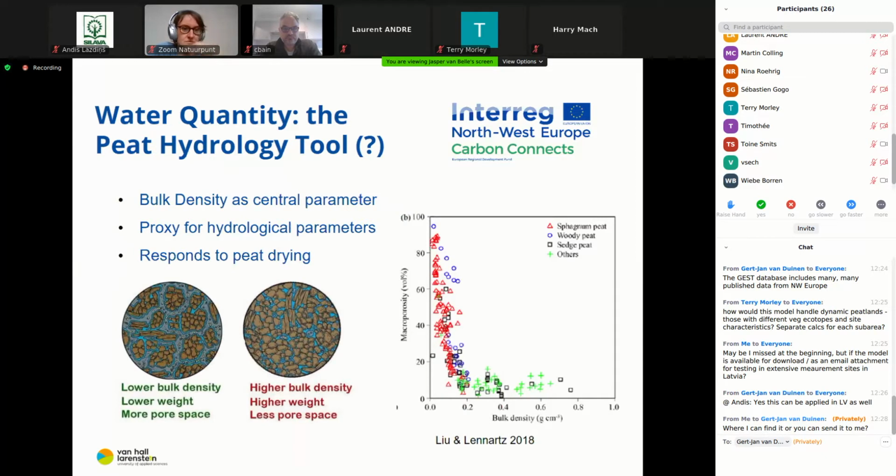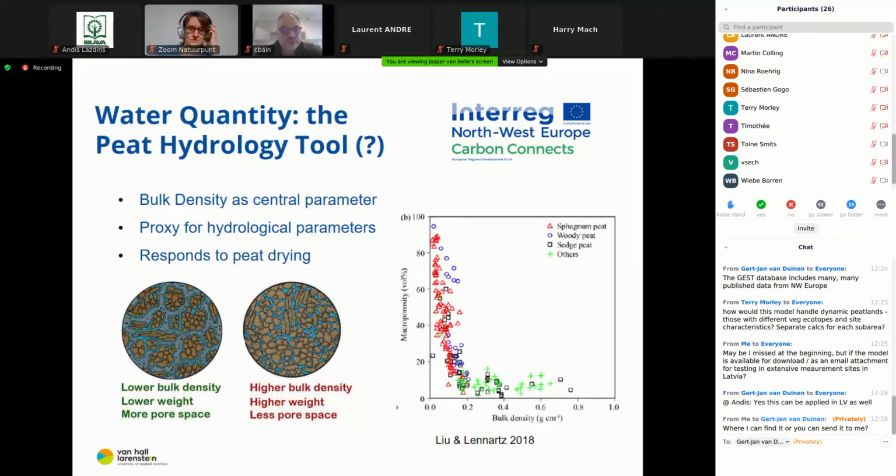The central parameter that we're using for this is the bulk density. Bulk density is simply the mass of soil that you have in any volume of soil. And if you look at peat, there is, as you can see on the right, a very clear relationship between hydrological parameters, in this case, the macro porosity and bulk density. This is related to that if you drain your peat, the peat will start to degrade and it will become more compact. Hence, your bulk density will increase.